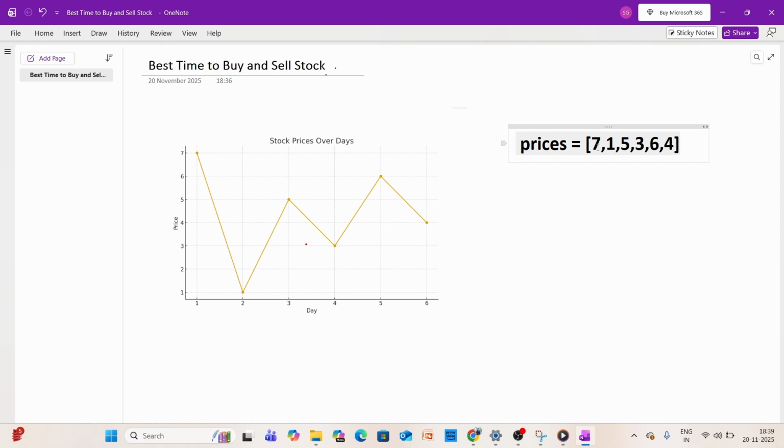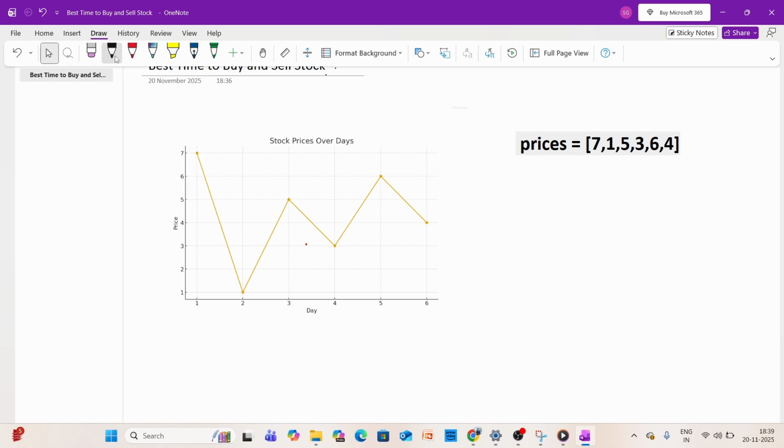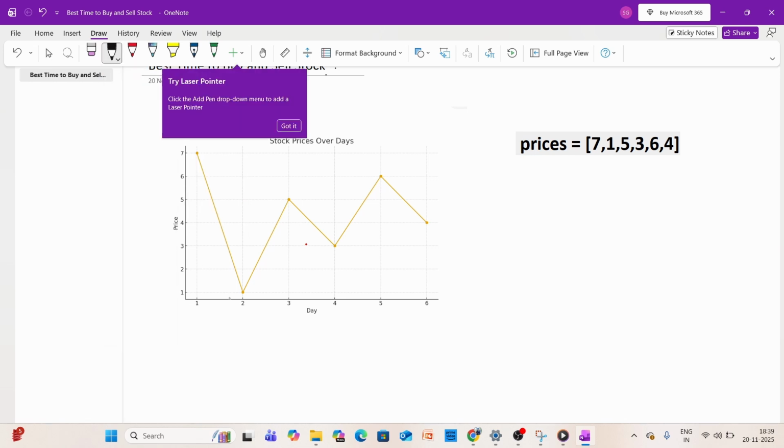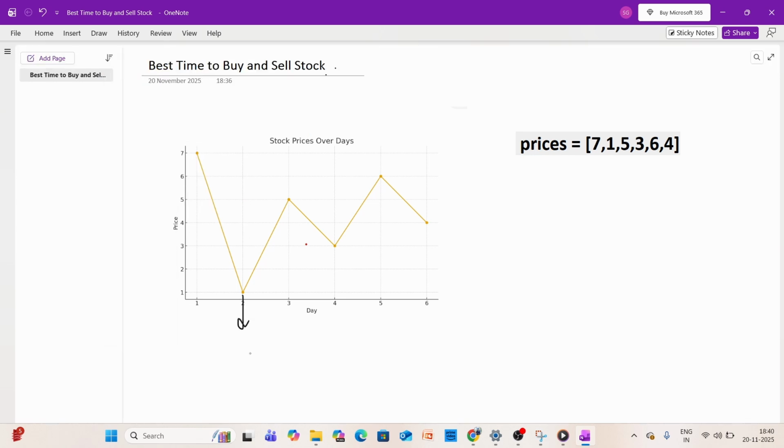As we can see, this is our array: 7, 1, 5, 3, 6, 4. I have represented it like that. On day 1 the price is 7, on day 2 it's 1, and so on. And we need to calculate the maximum profit here. How can we get the maximum profit? When we buy the stock at the minimum price. The minimum price is here at day 2. So this is our min point.